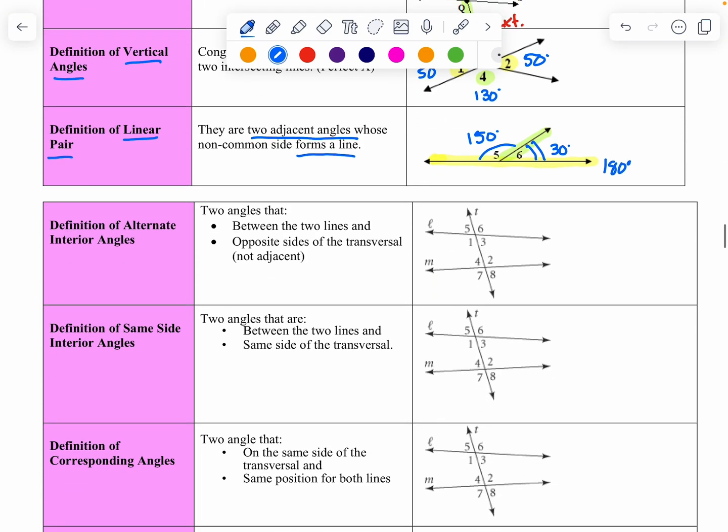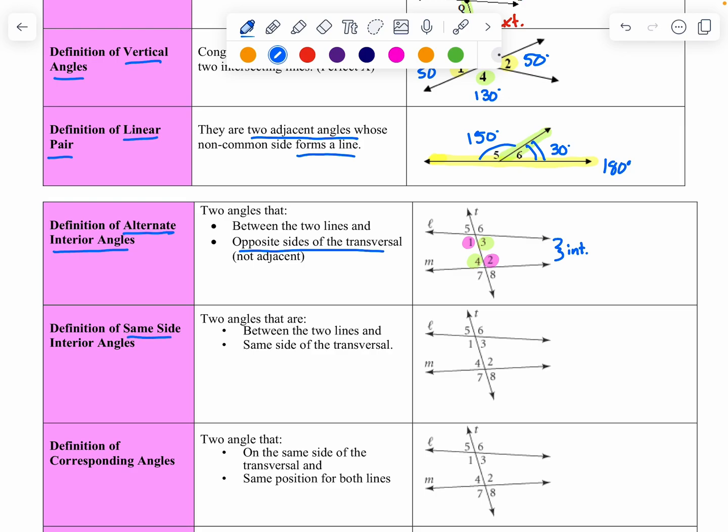And then we also have some new vocab words. We've got alternate interior angles. Remember I said the interior is between those two lines. If they're alternate, they're on opposite sides of the transversal. If I look at the interior, angle 3 is on the inside. The angle opposite that is angle 4, across from it, on the opposite side of the transversal, and also on the interior. Then angle 1 is also on the interior, and it is opposite angle 2. So angle 1 and angle 2 are also alternate interior.